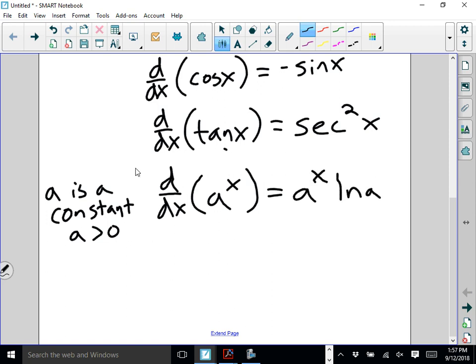Now, that would mean the derivative of 5 to the x is 5 to the x ln 5. The derivative of 10 to the x is 10 to the x ln 10. I want you to think about this. What would be the derivative of e to the x?